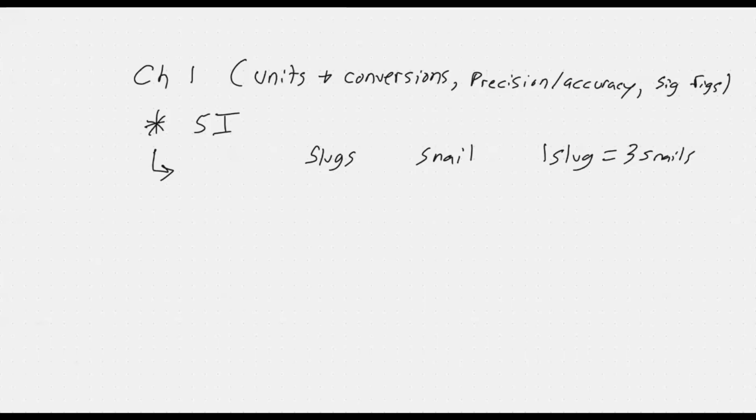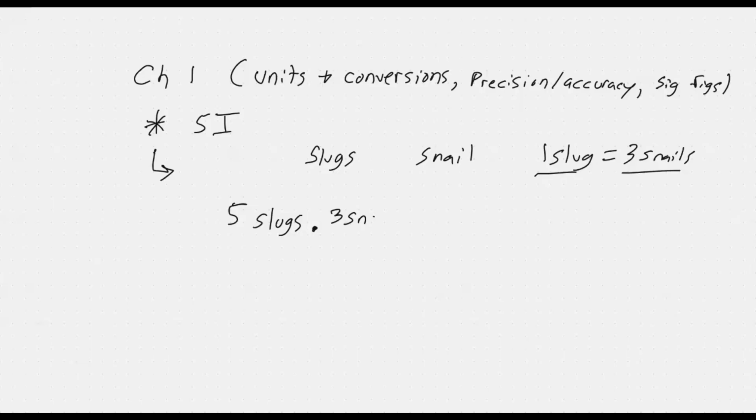A skill that you want to be able to develop is how do I express the number of slugs I have in terms of snails? And it's always the same way. What you do is you set up conversion factors. A conversion factor is just something expressed two different ways that represents the same thing. So in this case, it would be three snails is equal to one slug.